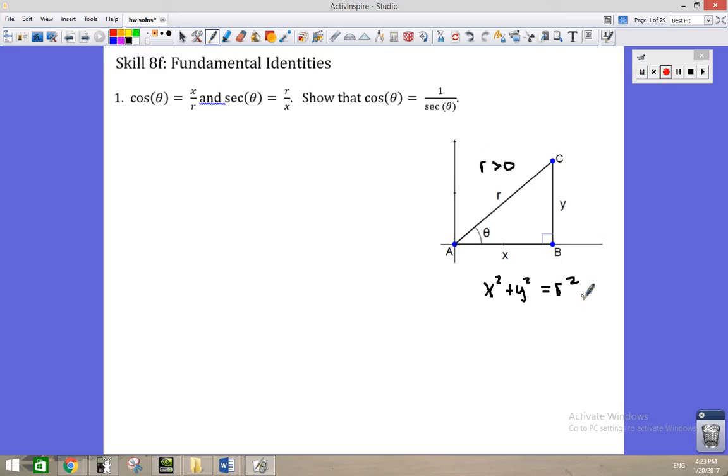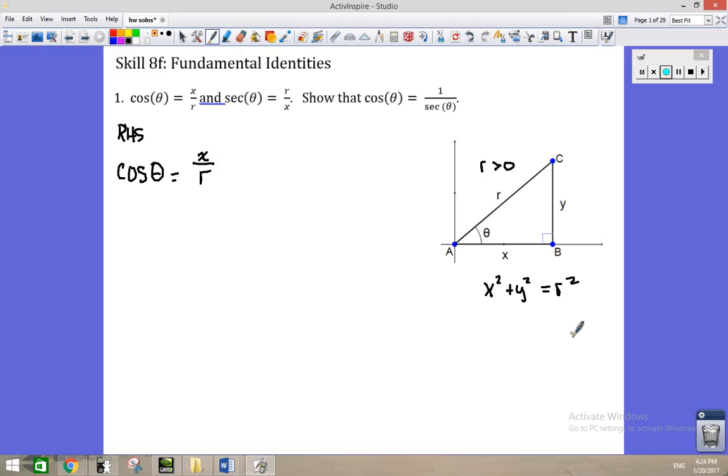So let's jump in, and we can either pick the right-hand side or the left-hand side and try to manipulate it to look like the other side. So I'll do this problem both ways. Suppose that you started with the left-hand side, and you said, hey, I'm going to show that the cosine of theta is equal to 1 over the secant of theta by first using the definition of cosine, that the cosine is defined to be the adjacent leg over the hypotenuse, which is x over r.